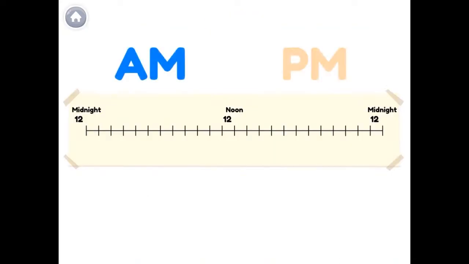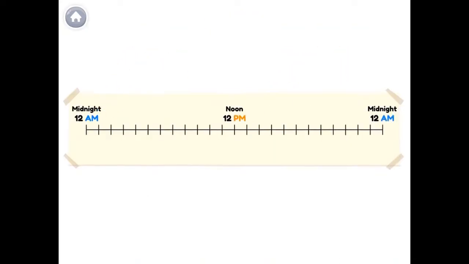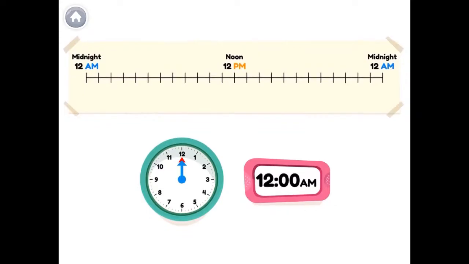Let's learn about AM and PM. This is 12 midnight, which is 12 AM. It's nighttime. All of these times are AM. This is noon, which is 12 PM. All of these times are PM. Noon is usually when I eat lunch. Remember, we say AM for all the time before noon, and PM for all the time after noon.